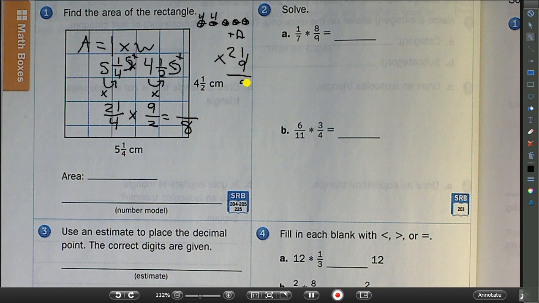9 times 1 is 9. 9 times 2 is 18. I get 189.